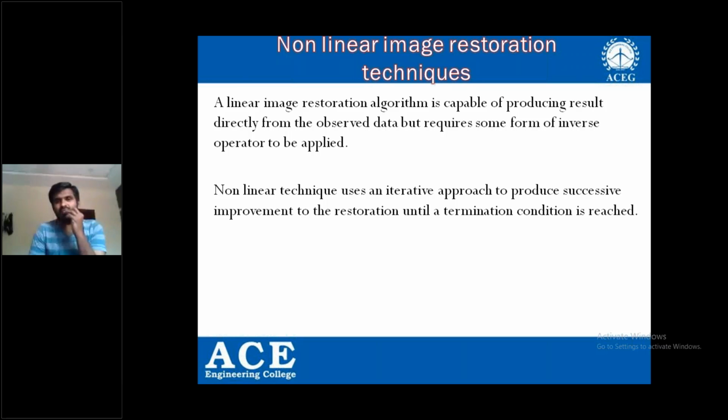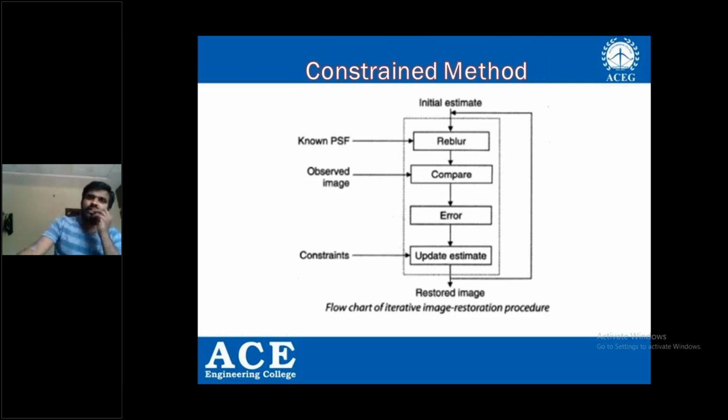Whereas in the nonlinear process, we take an iterative approach. We find an estimate, then compare. If it is not satisfactory, we change it, compare again, and change again. The nonlinear technique uses an iterative approach to produce successive improvements to the restoration until a termination condition is reached. That is the algorithm for it, right?